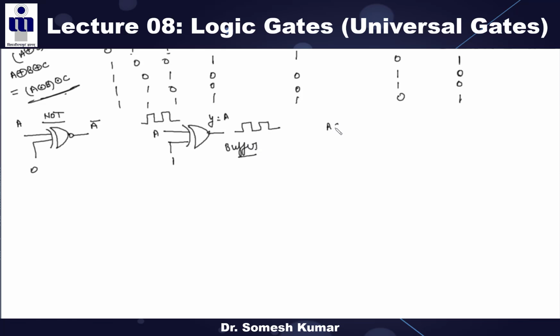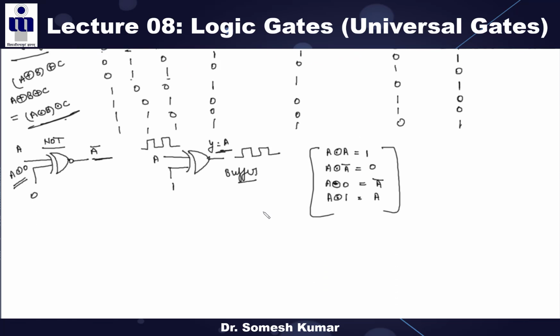So can I say A XNOR A is equal to what? 1. A XNOR A bar, what is this? Both are different, so zero, right? So what is A XNOR 0? A bar, see, this is the A XNOR 0. Right? And what is A XNOR 1? This is A, right? So this statement you can also use.